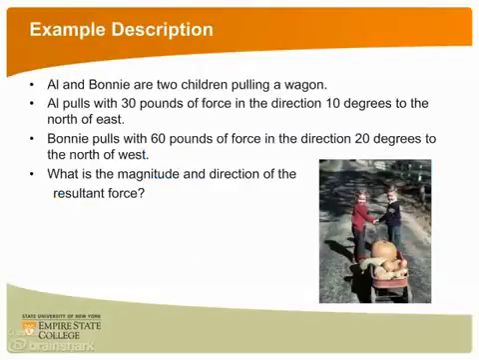Suppose two children, Al and Bonnie, are pulling a wagon. Al pulls with 30 pounds of force in a direction that is 10 degrees north of east. The older and stronger Bonnie pulls with 60 pounds of force in a direction that is 20 degrees north of west. We want to find the resultant force. How much force is imparted to moving the wagon? What direction will the wagon go?